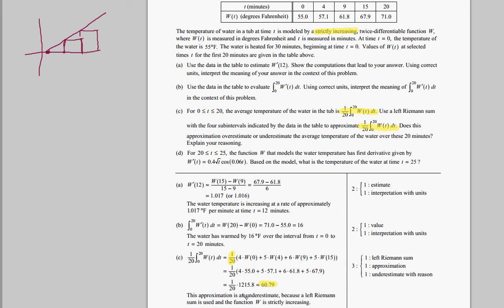So you would say the approximation is an underestimate because the left Riemann sum is used and the function is strictly increasing. So you get a point for the correct left Riemann sum. That's just this setup right here. That's a point. Okay? This would also suffice as your point. One or the other, either one would get you the point there. And then you get a point for the correct approximation, 60.79, and then you get a point for your underestimate with your reasoning. Okay?